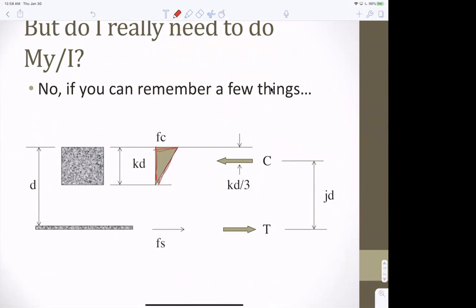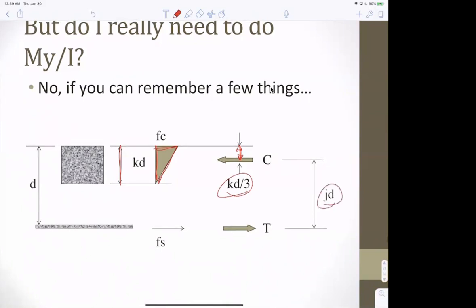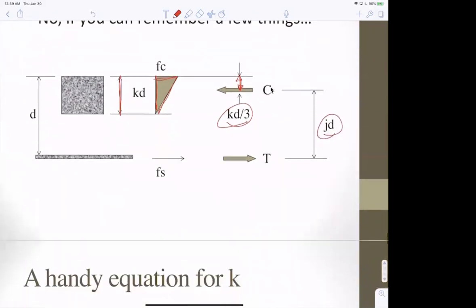And the centroid of a triangle is base over 3. So this distance here is KD over 3. And so traditionally, the internal moment arm between the concrete resultant and the tension resultant, we call JD. Okay.